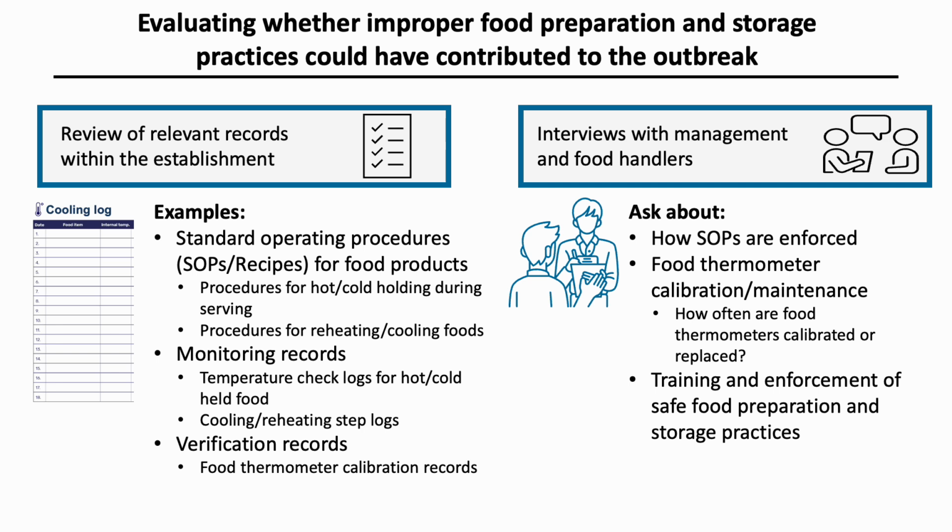To supplement this review of records, investigators should also conduct interviews with both management and food handlers at the establishment and ask questions about: 1. How SOPs for various food preparation and storage practices are enforced, 2. Any potential inconsistencies in SOPs and monitoring or verification records, as well as other questions about 3. Food thermometer calibration and maintenance. Whenever possible, investigators should observe or ask food handlers to demonstrate certain tasks, such as cooling and reheating practices.